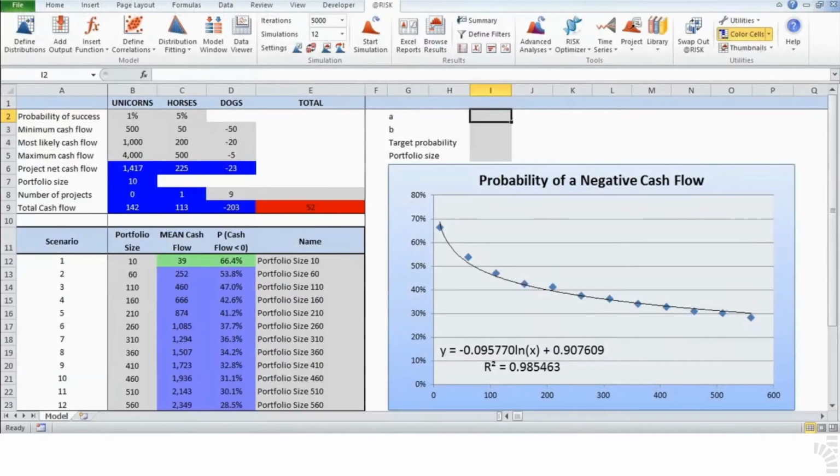Determining a general probabilistic model. By using this function and solving for x, that is, the number of projects, we could answer the question of how many projects would you need in your portfolio in order to, at least, have a better than 50% chance of making money.